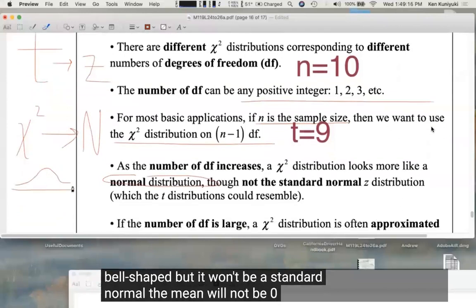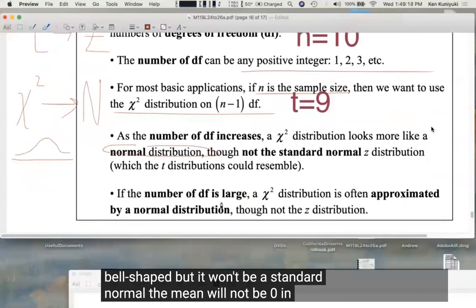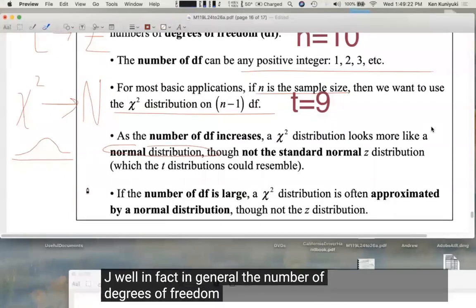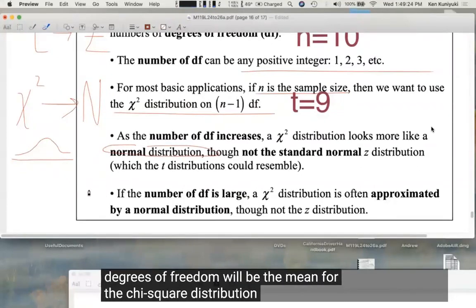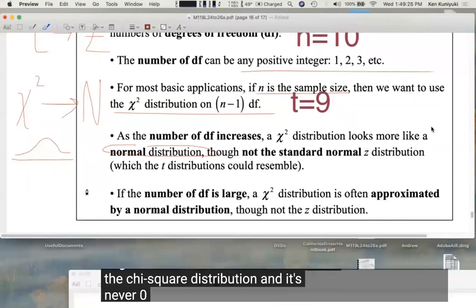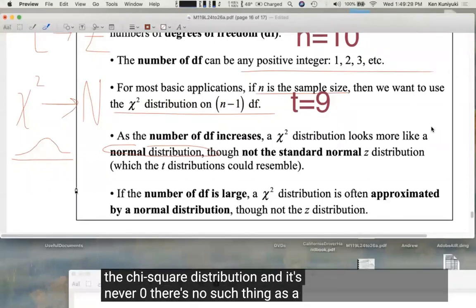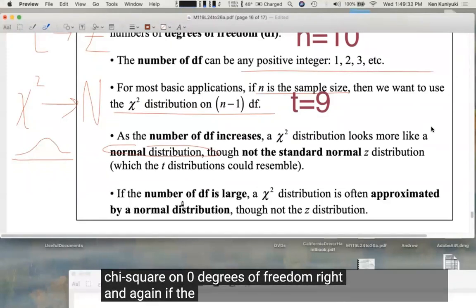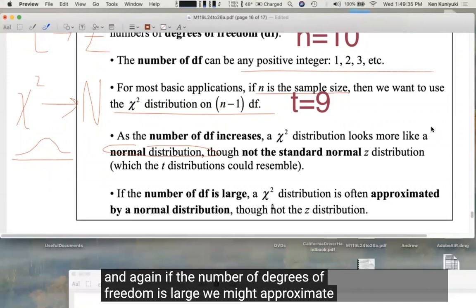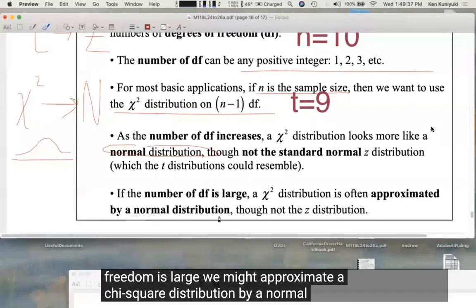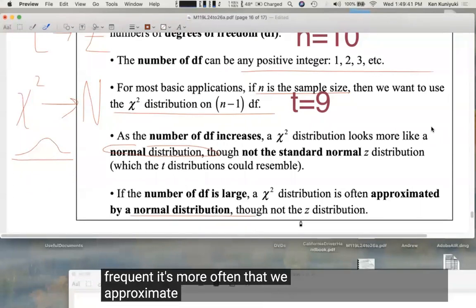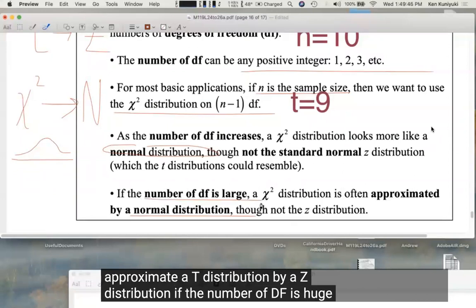The mean will not be 0. In fact, in general, the number of degrees of freedom will be the mean for the chi-square distribution, and it's never 0. There's no such thing as a chi-square on 0 degrees of freedom. And again, if the number of degrees of freedom is large, we might approximate a chi-square distribution by a normal distribution, although that's less frequent. It's more often that we approximate a T distribution by a Z distribution if the number of DF is huge.